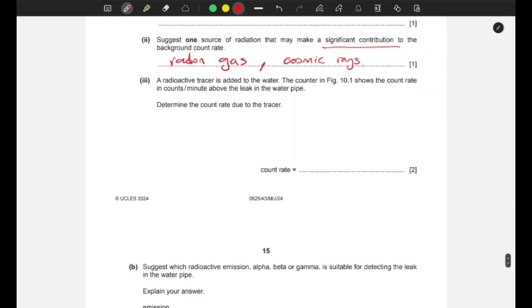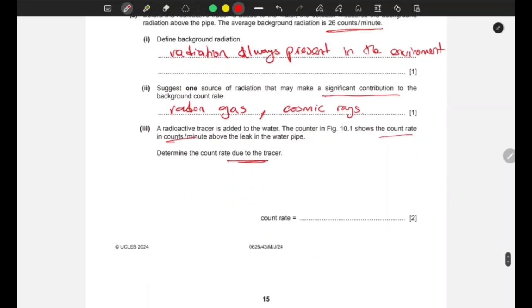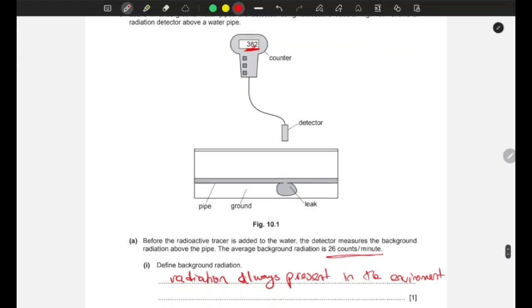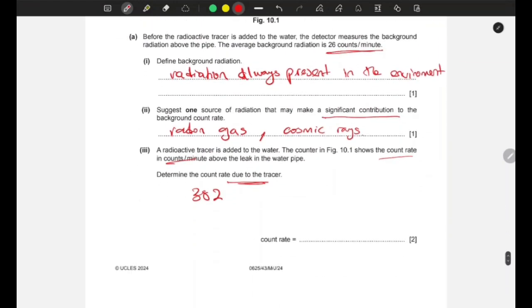A radioactive tracer is added to the water. The counter in figure 10.1 shows the count rate in counts per minute above the leak of the water pipe. Determine the count rate due to the tracer. So it's 382 as shown in the diagram over here. That's the total count rate, but we also have the background radiation, which is 26. So we just have to subtract. So 382 minus 26, that would give us 256 counts per minute.